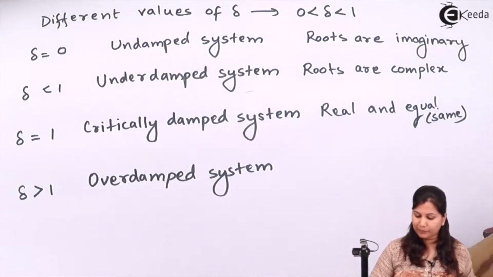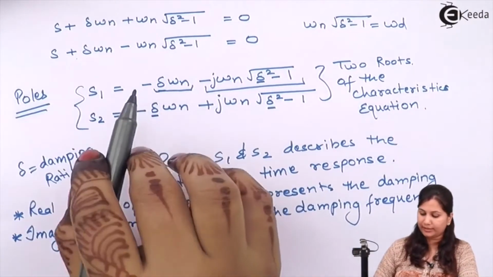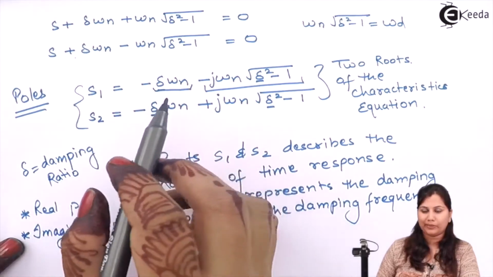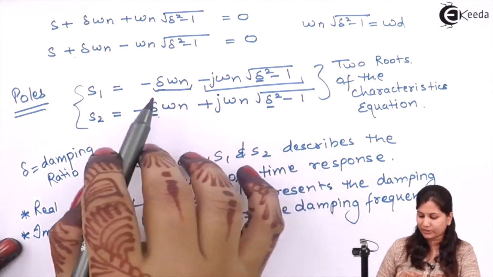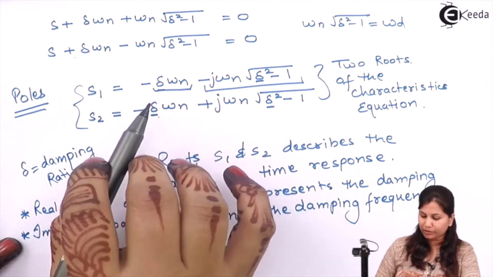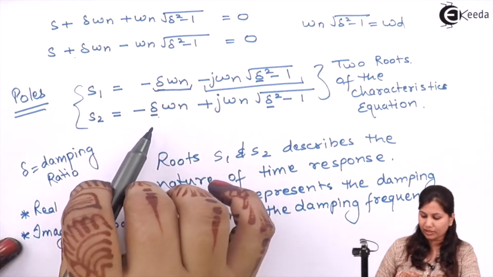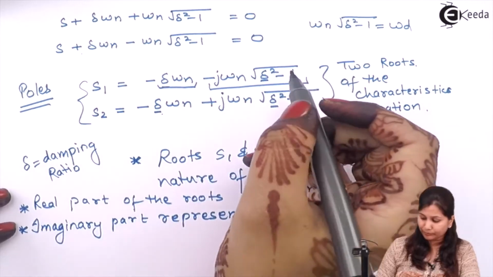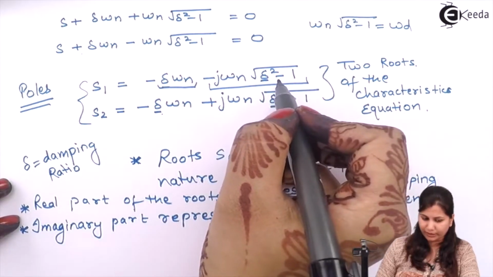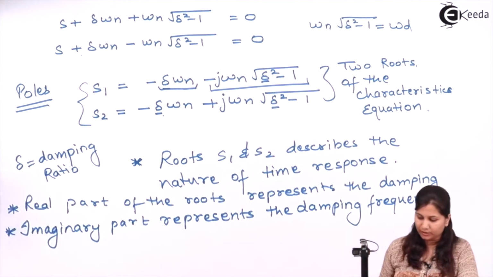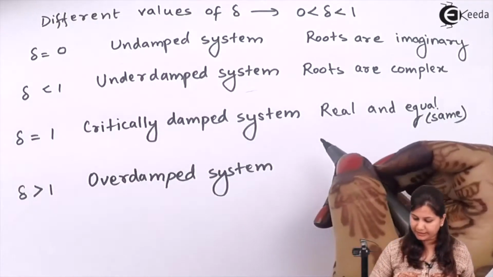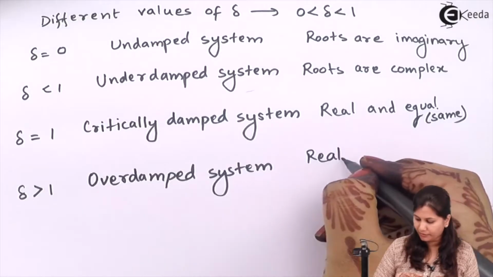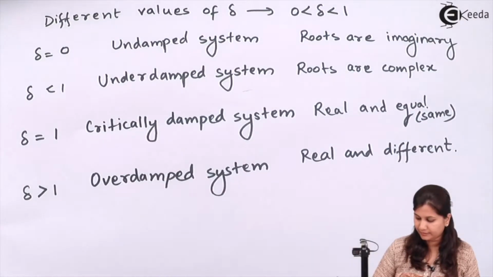Now putting del greater than 1, it can be 1.2, anything as its value. If we put that here, the roots are again real, but they are different in this case. So in this part, the roots are real and different.